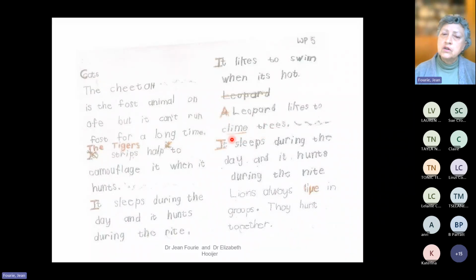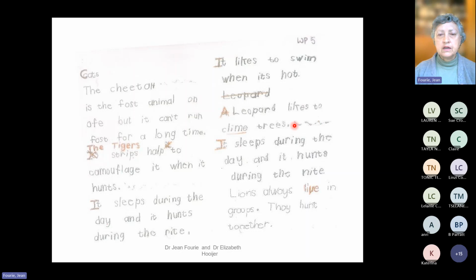Okay, and the child was able to recognize that the word climb was spelled incorrectly. C-L-I-M-E. The word climb is spelled incorrectly, and so they underlined it, because that's a word we're going to come back to and look up in our dictionary to see how to spell it. A leopard likes to climb trees, even though it's spelled phonetically correctly using the magic E.